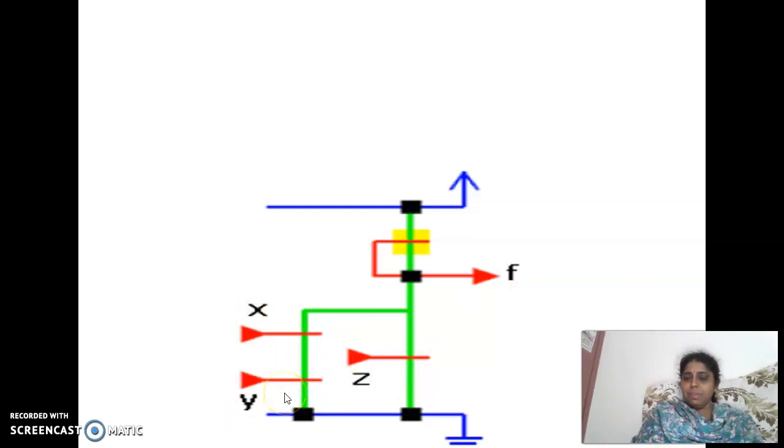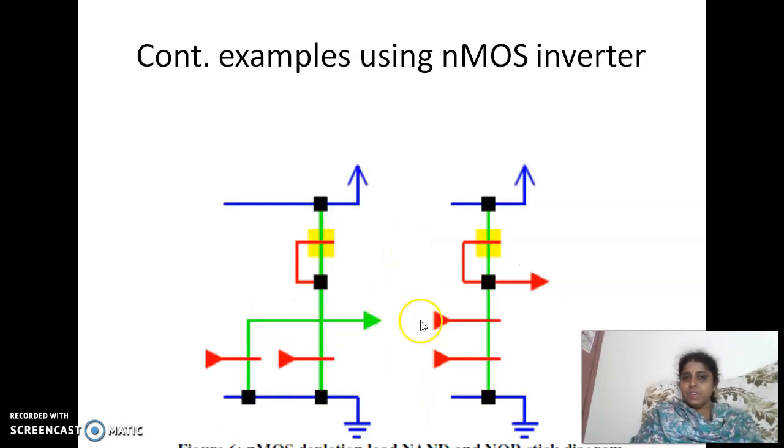In the previous one you can see, suppose this is AB, so F is equal to AB bar. That means it's a NAND gate. F is equal to A plus B. This type of connection shows parallel. This type of connection shows series.